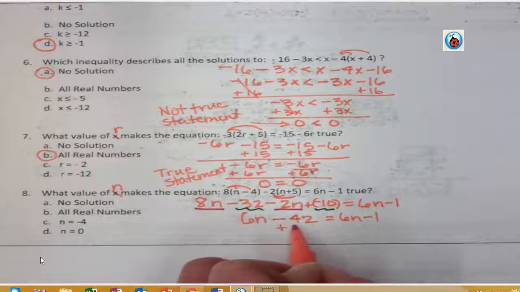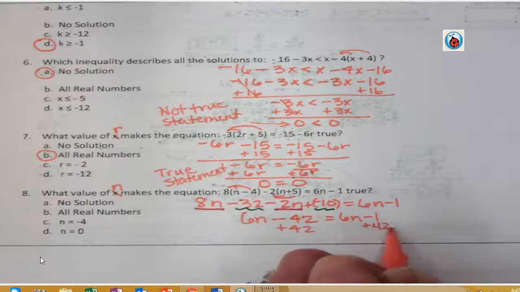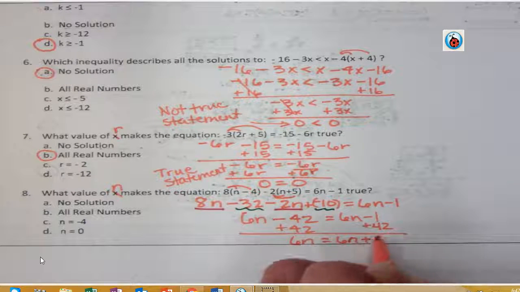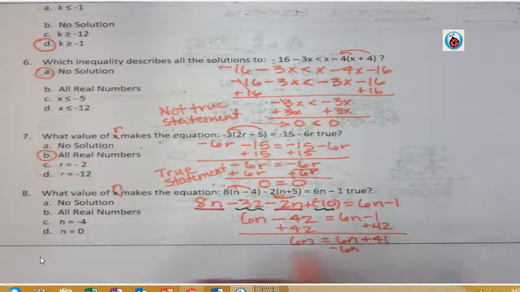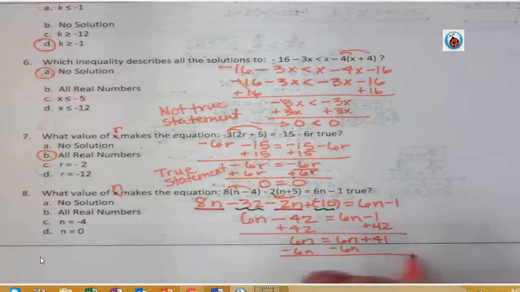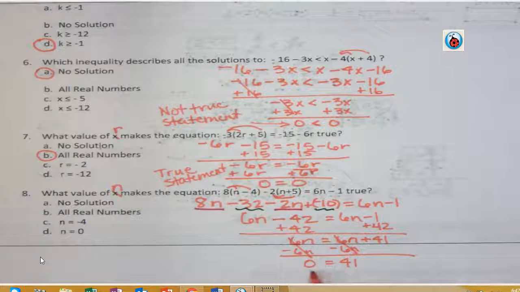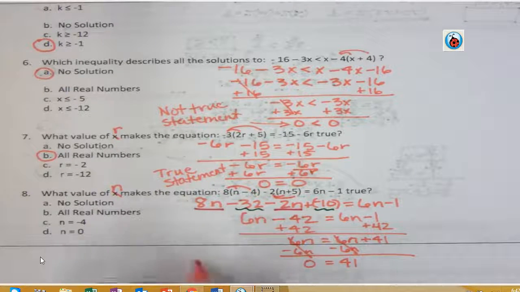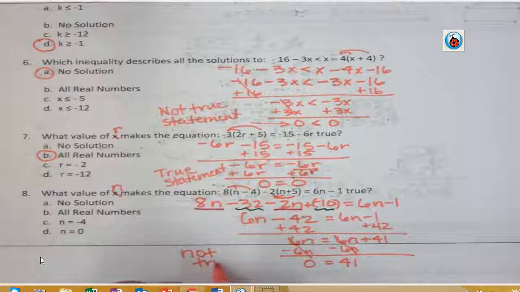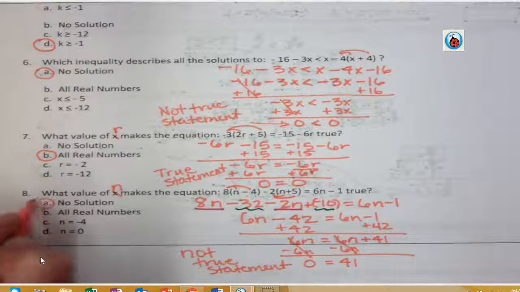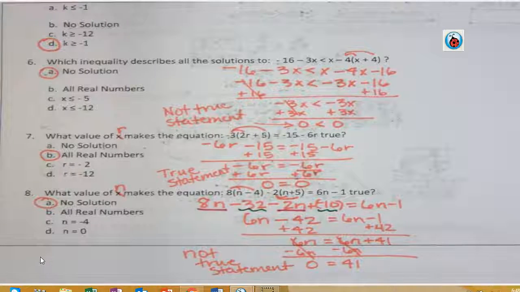When I add 42, I get 6n equals 6n plus 41. I'm going to subtract 6n. And I get 0 over here, which equals 41. 0 here, 0 here. 0 will never equal 41. This is a not true statement. So no solution. Okay, that's it for now.